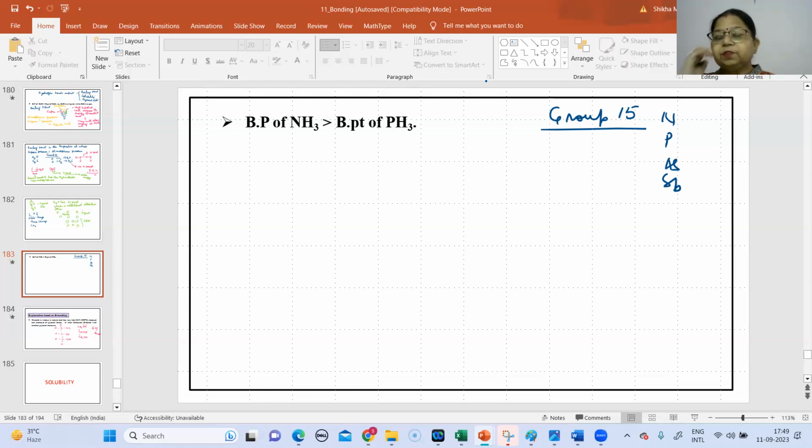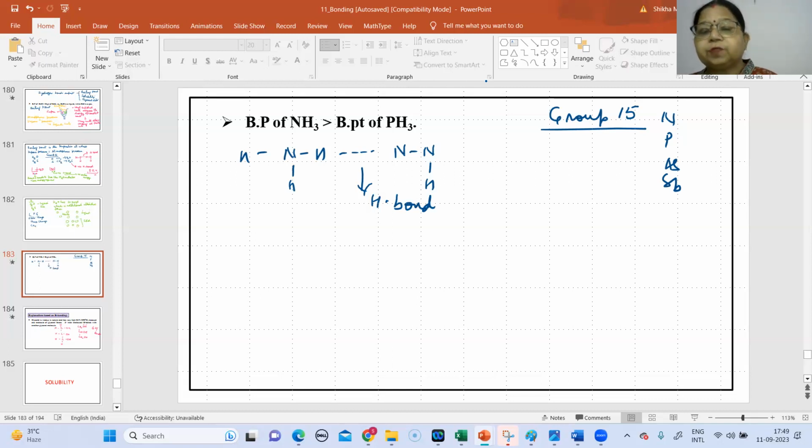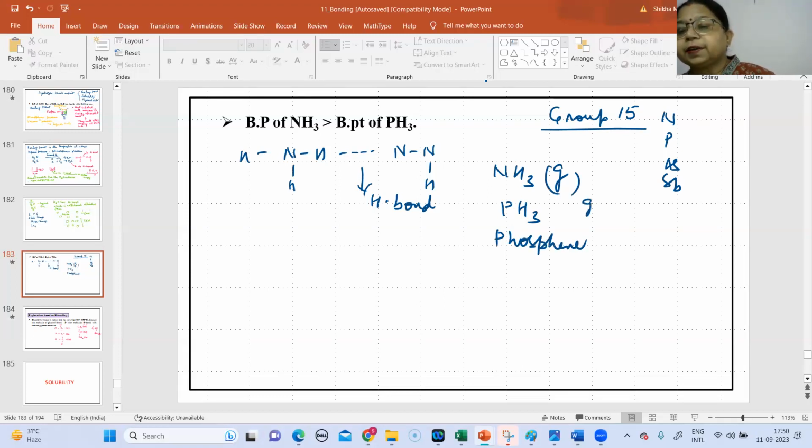Nitrogen being the first member of the group, since it has nitrogen attached to hydrogen, it forms hydrogen bonds, which is an additional attractive force. Therefore, it requires more energy to break, and therefore the boiling point of ammonia is more than that of phosphine. But please do remember, as I told you, sometimes it leads to the change of phase from solid to liquid or liquid to gas. In this case, ammonia is a gas and phosphine, PH3, is also a gas.